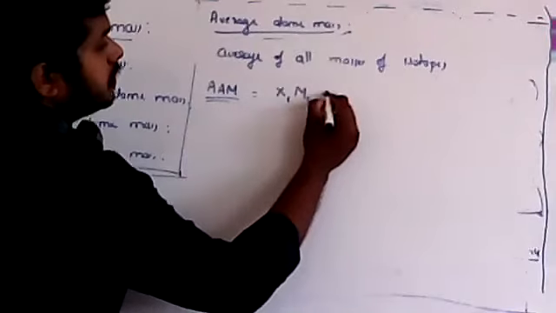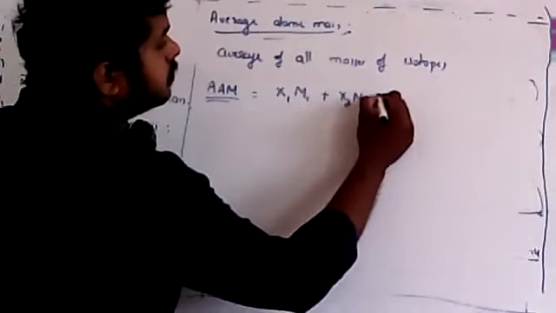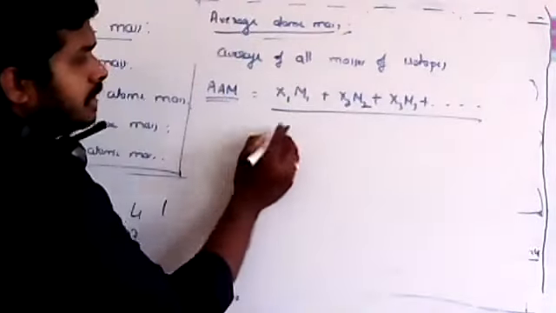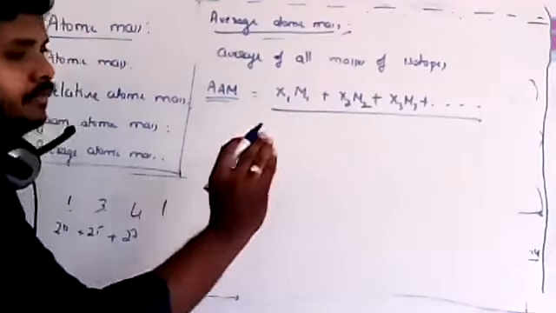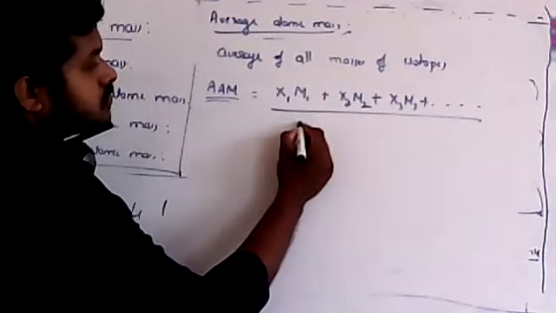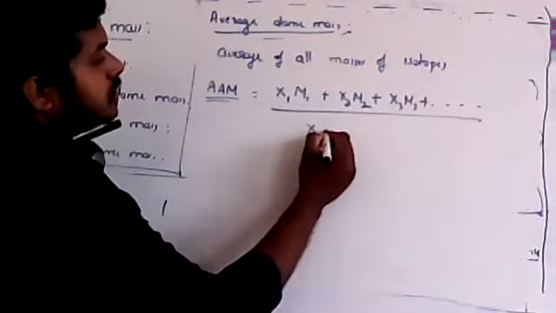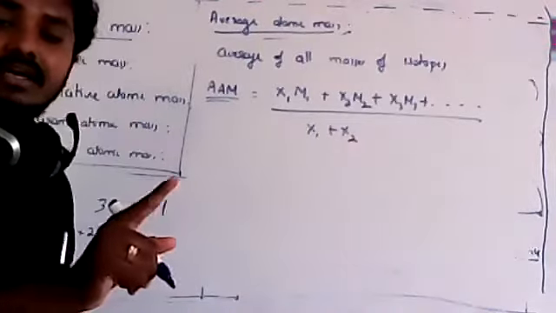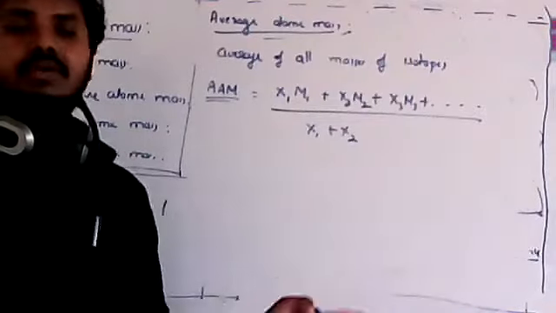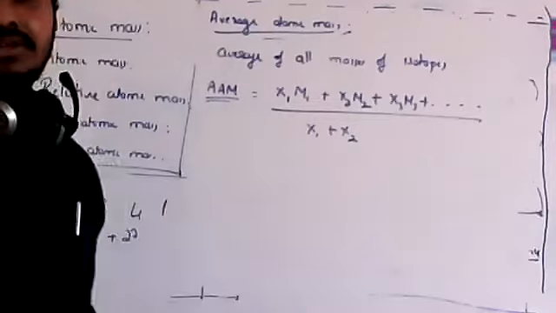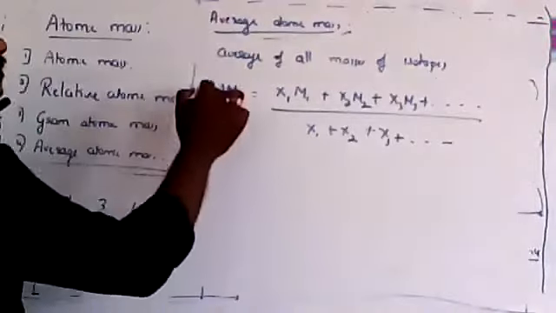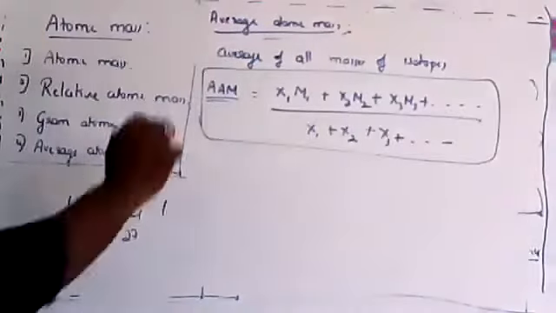Average atomic mass equals X1 M1 plus X2 M2 plus X3 M3 and so on, divided by the sum of the abundances. Abundance means how many out of the total are there. If you add all the abundances, you will get 100. For example, in that 100, 75 was 35 and 25 was 37, so 75 plus 25 is 100. That is what we call x1 plus x2 plus x3 and so on. Is that clear? This is the formula to calculate the average atomic mass.